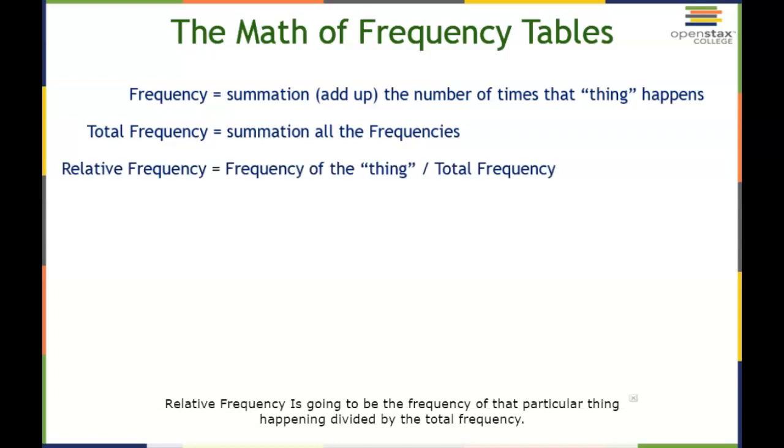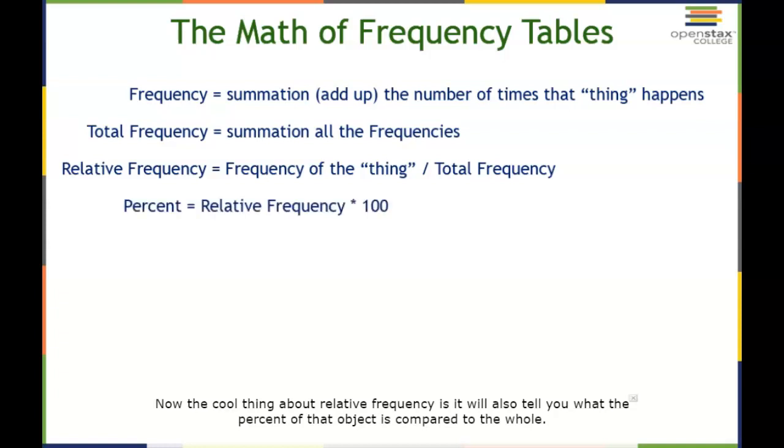Relative frequency is going to be the frequency of that particular thing happening divided by the total frequency. So the relative frequency of the blondes would be the number of blonde people divided by the total people. Now, the cool thing about relative frequency is it will also tell you what the percent of that object is compared to the whole. So all we have to do is take the relative frequency and multiply it by 100, and that gives us the percent.